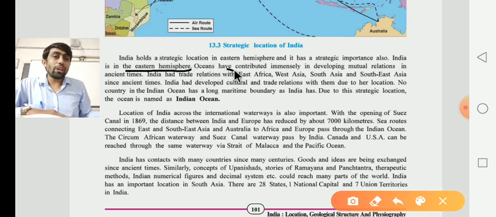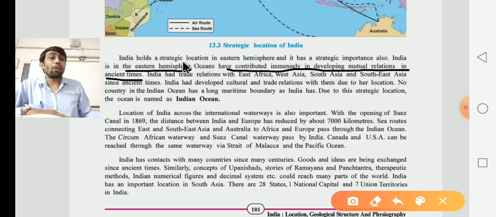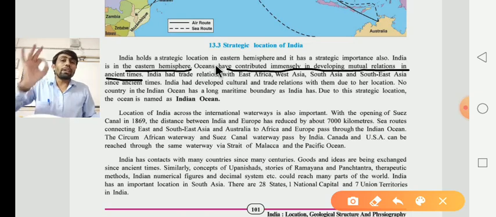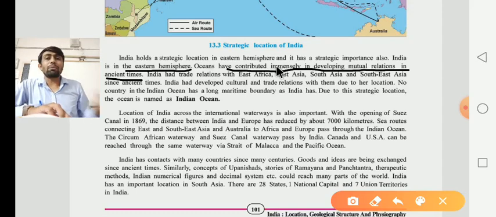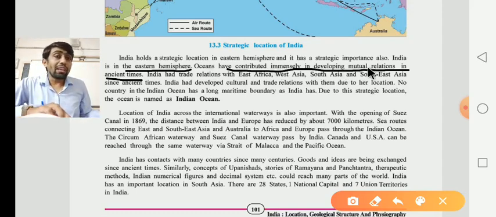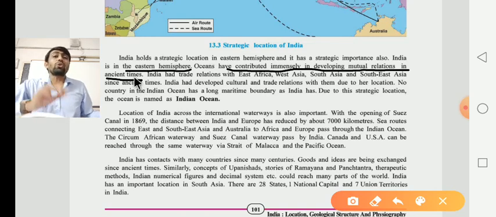Now dear children, oceans have contributed immensely in developing mutual relations in ancient times. And what happened then? Due to India's location in the eastern hemisphere, we get the benefit from the ocean, and that's why we can contribute immensely, it means very important, to develop mutual relationships with Asian countries through sea transportation.